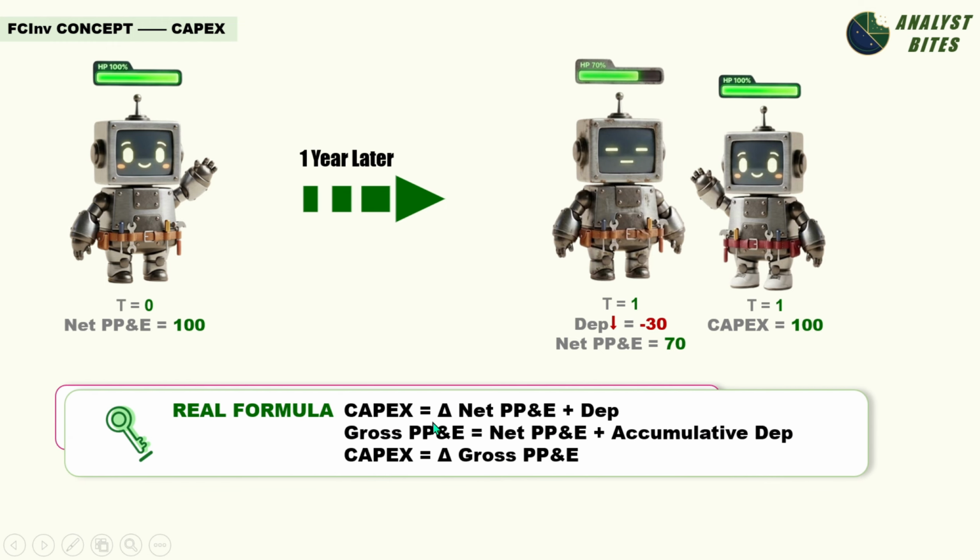Real formula: CapEx equals the change of net PP&E plus depreciation. If you're looking at gross PP&E, it's even simpler. Gross PP&E equals net PP&E plus accumulated depreciation. So gross PP&E ignores depreciation. CapEx is simply the change in gross PP&E. Keep this in mind. With the change of net PP&E, add back depreciation. With gross PP&E, just take the difference.